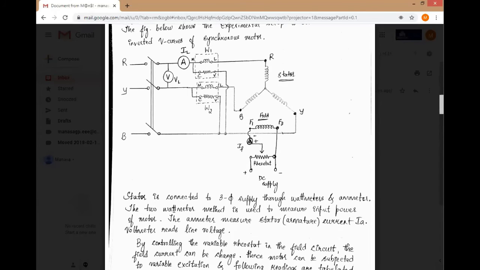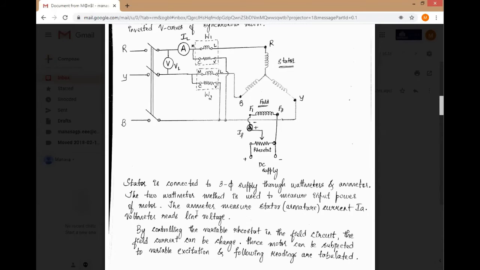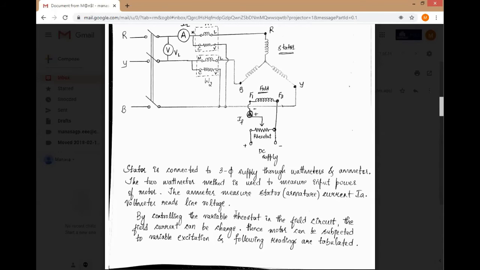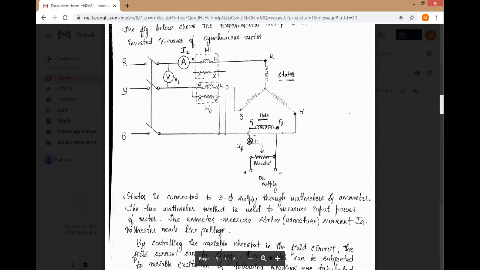The same thing is explained here. The stator is connected to the three-phase supply through wattmeters and an ammeter. A 2 wattmeter method is used to measure the input power. So how do we measure input power? W1 plus W2 gives the total three-phase power. The ammeter measures the stator current IA, and the voltmeter reads the line voltage. Now, by varying this rheostat in the field circuit, we can vary the field current, because of which the excitation gets varied. And what are the readings we note down?